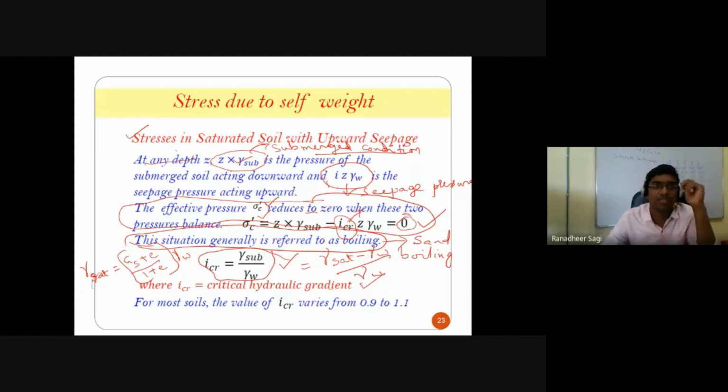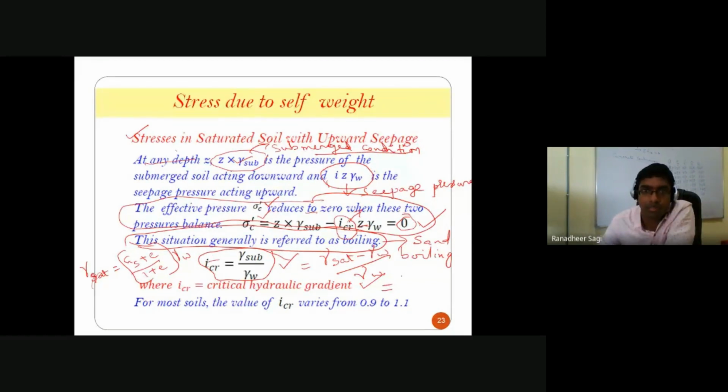into gamma W. If you recall from your first unit, that is the saturated unit weight in terms of specific gravity and void ratio. So I can write my saturated unit weight as (GS plus e) by (1 plus e) into gamma W. In the expression for critical hydraulic gradient, I can replace the saturated unit weight as (GS plus e) by (1 plus e) into gamma W, minus gamma W, by gamma W.